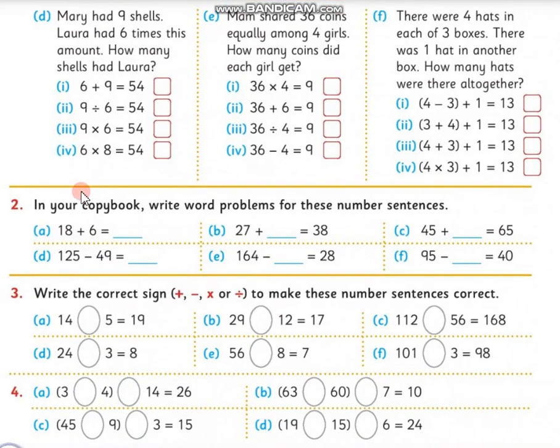Okay, down here it says in your copybook write word problems for these number sentences. So this is a strange one because you're going to have to write down word problems. Normally you would have the opposite: you'd have a word problem in your book and you'd have to write down a number sentence, but here you're given a number sentence and you need to figure out what word problem would work. So in your copybook write down the word problems.